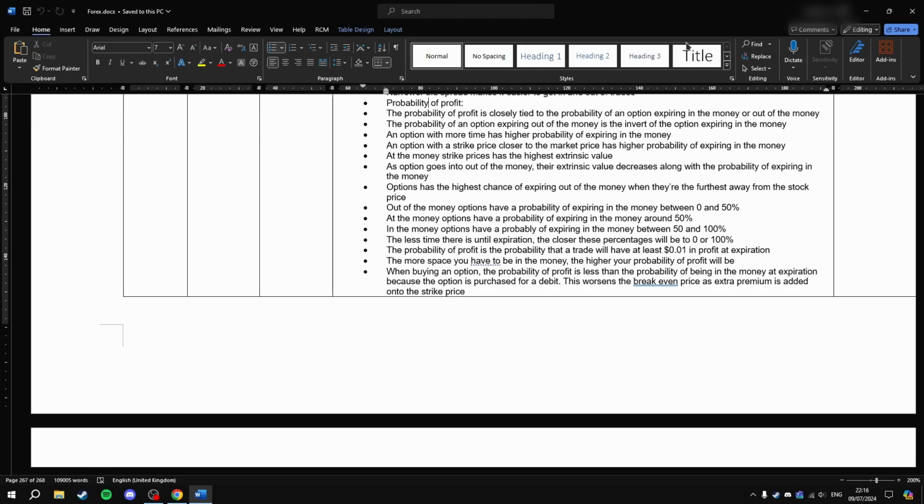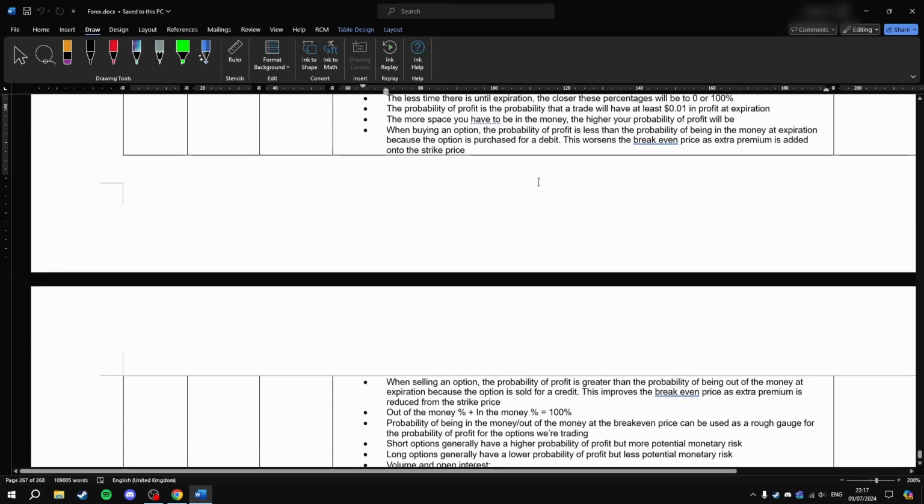The probability of profit is the probability that a trade will have at least $0.01 in profit at expiration. The more space you have to be in the money, the higher your probability of profit will be. So when buying an option, the probability of profit is less than the probability of being in the money at expiration because the option is purchased for a debit. This worsens the break-even price as the extra premium is added onto the strike price.